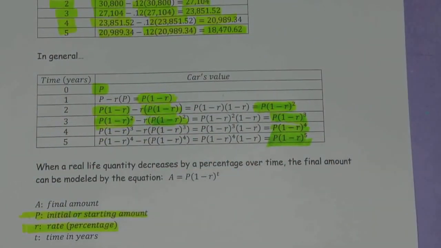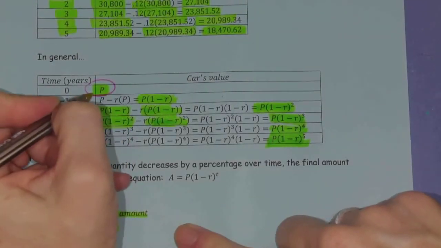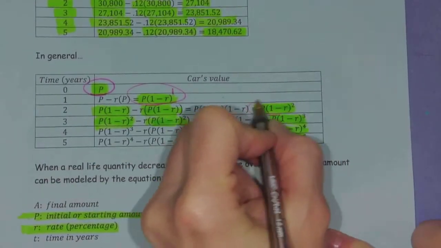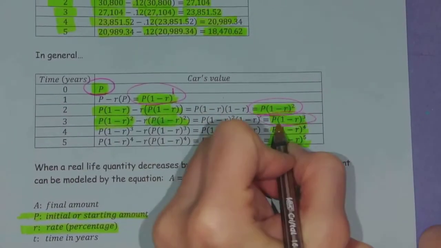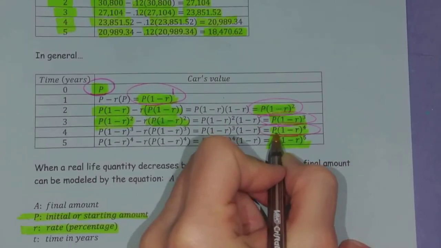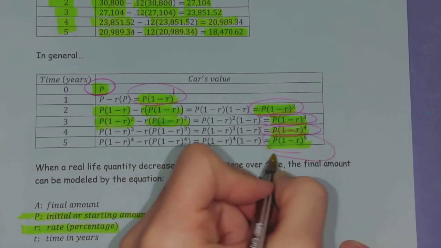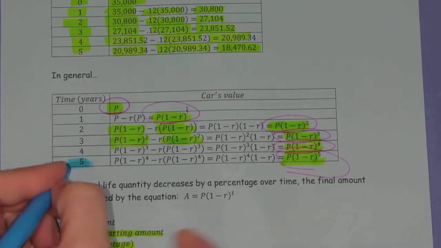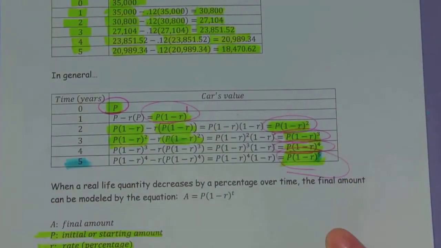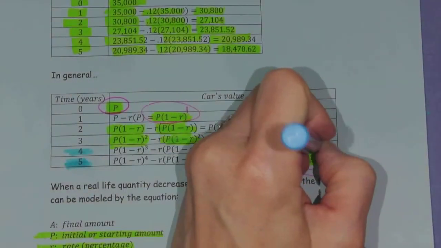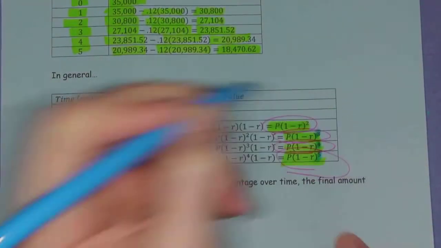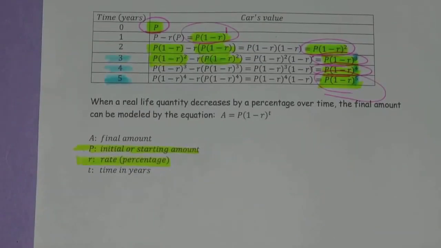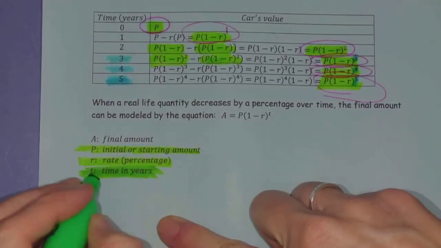See this formula evolving? You started with P. You moved to P times (1 minus R) to the first, P times (1 minus R) to the second, to the third, to the fourth, to the fifth. And are you noticing that the year over here matches the exponent? 4, 4, 3, 3. That's your time in years. Your exponent is your time.